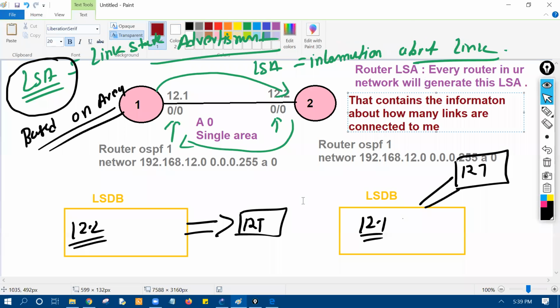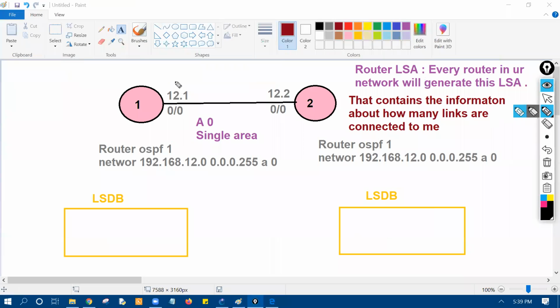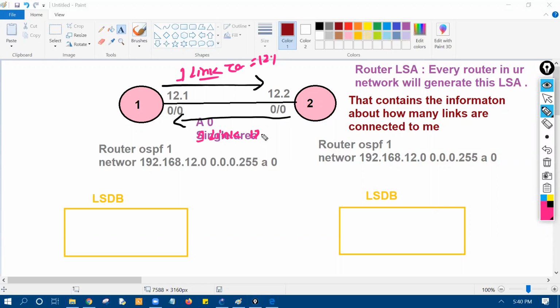What's the meaning of that? For example, R1 is going to send its own router LSA to R2, and R2 is going to send its own router LSA to R1. Just take an example right now: R1 is going to inform that I have one link connected, that is 12.1. R2 is going to inform R1, hey dude, I have one link connected, that is 12.2.